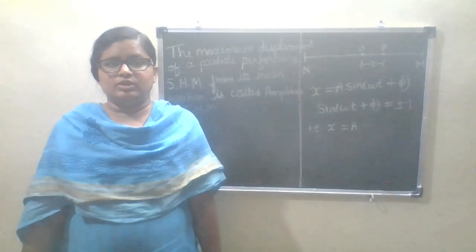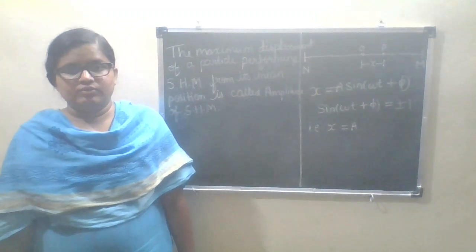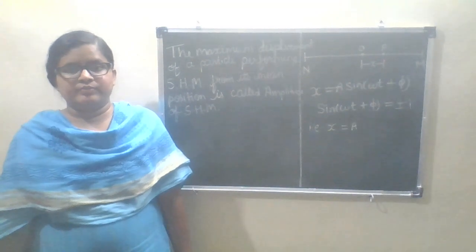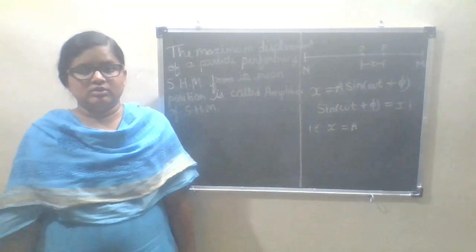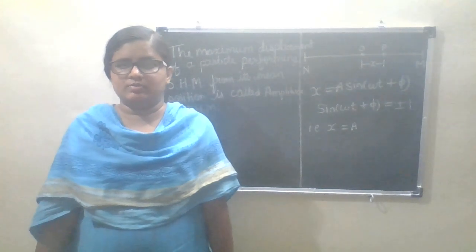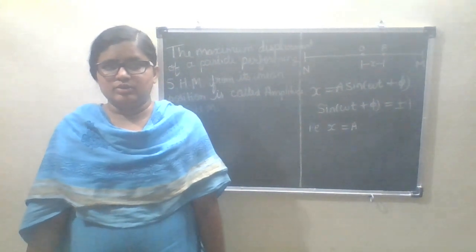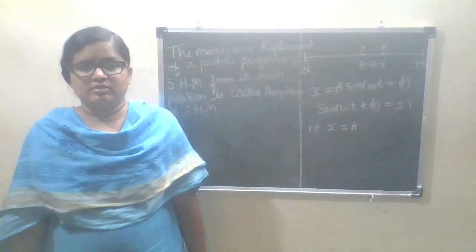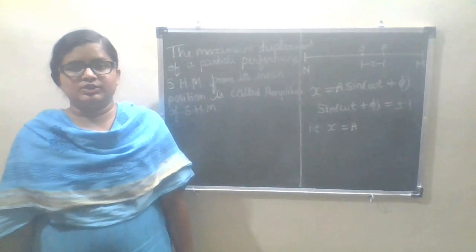So what is amplitude? Amplitude is the maximum displacement of a particle performing the SHM during the simple harmonic motion. When it is performing the simple harmonic motion, the maximum displacement from its mean position is called the amplitude. Only this much is not considered enough.